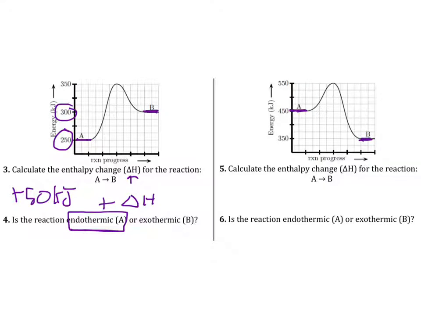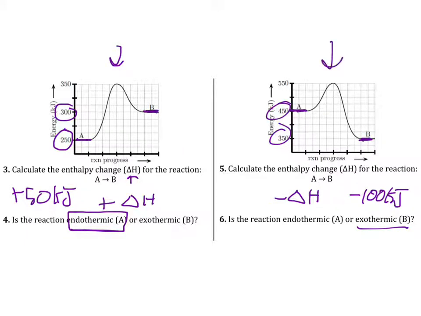It's the difference of that. And so notice how, because it's dropping down, it's going to be a negative delta H because it's losing energy. And it's going from 450 to 350, so it's a negative 100 kilojoules of energy. This happens to be an exothermic process because it's losing energy when it goes from reactants to products, and it's giving off that energy. So in this situation, energy is absorbed. In this situation, energy is released.